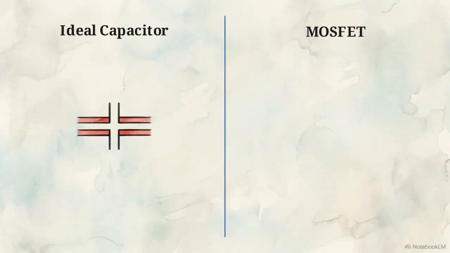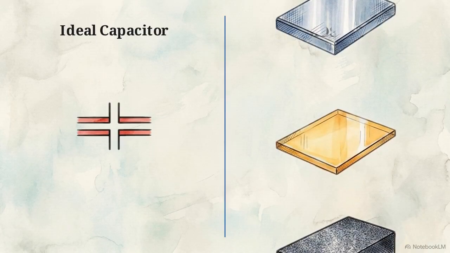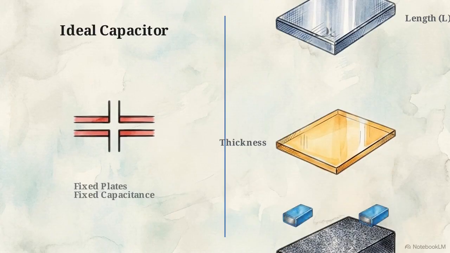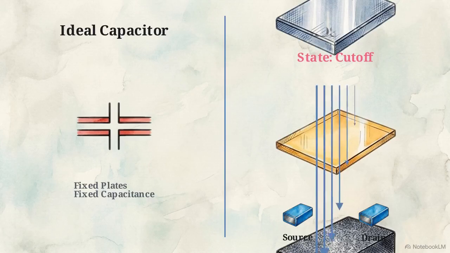The gate electrode and the silicon substrate act as conductive plates, separated by the thin silicon dioxide dielectric layer. The base gate oxide capacitance is calculated from the thickness of the oxide and the physical dimensions of the gate, its width and length. Unlike a standard capacitor, the conductive channel forming the bottom plate physically changes based on the applied gate voltage. In the cutoff state, the transistor is off and the channel is absent.